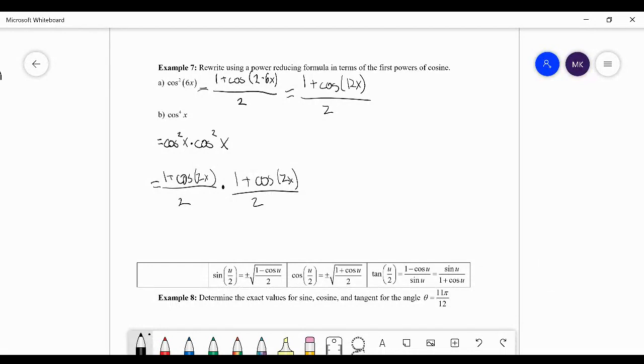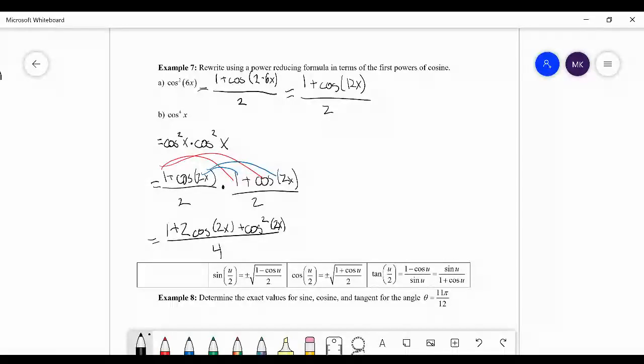Now, what do I do? Well, I need to combine these, simplify. To do that, I just multiply straight across. So my denominator is easy. That's just 4. But my numerator, I have 1 plus cosine 2x, 1 plus cosine 2x. So I need to distribute. And when I do that, I get 1 plus 2 cosine of 2x plus cosine squared 2x. Dang it. Ended up with another squared cosine.